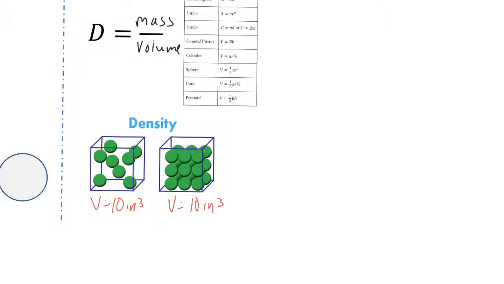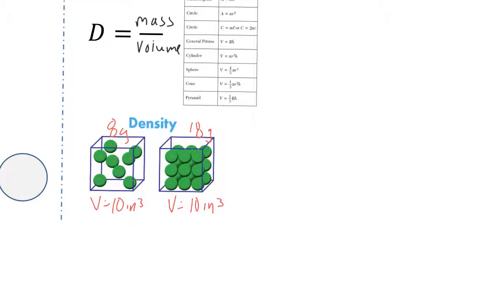Let's say they have the same volume. Well, mass is the amount of matter in an object. So let's just say these are all 1 gram each. This one is 1, 2, 3, 4, 5, 6, 7, 8 grams. And this one is 18 grams.